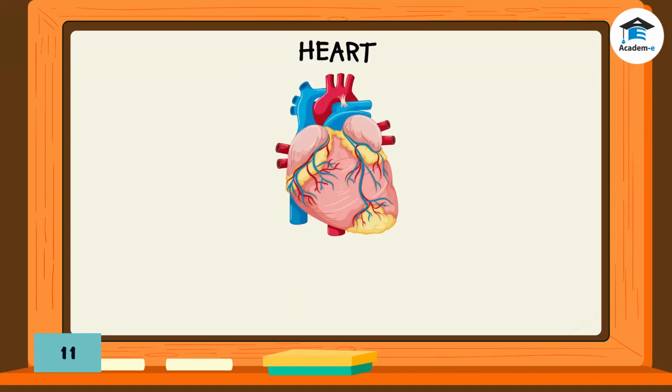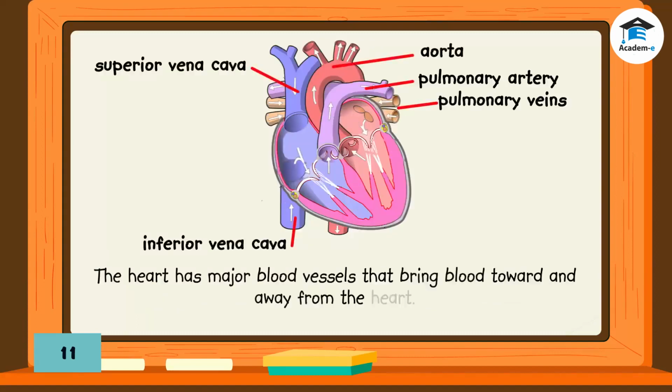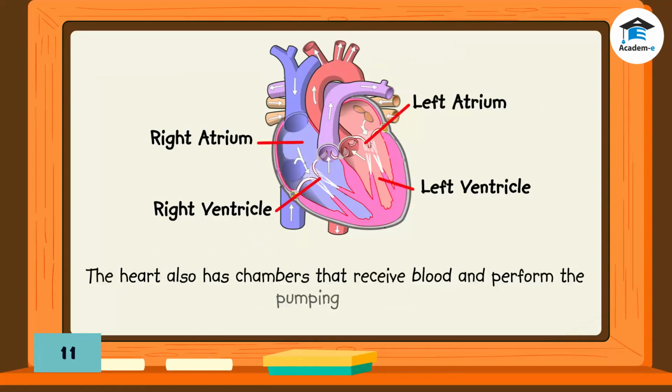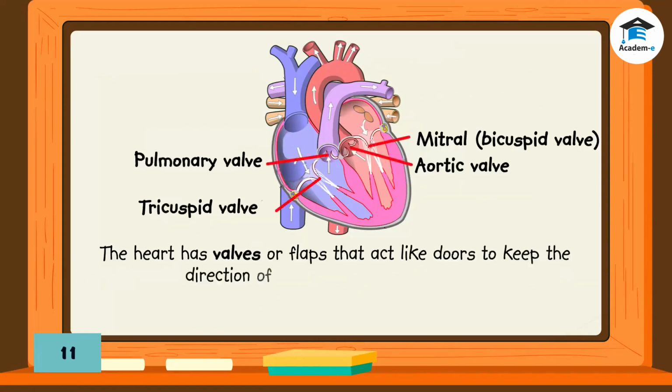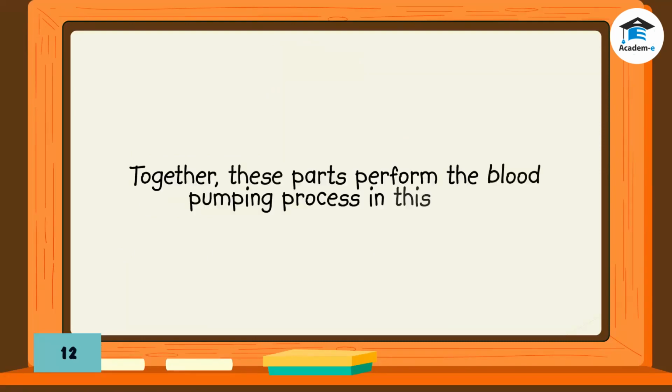Heart. It is a hollow muscular organ, about the size of your fist, that pumps the blood to the different parts of the body. The heart has major blood vessels that bring blood toward and away from the heart. It also has chambers that receive blood and perform the pumping action. The heart has valves or flaps that act like doors to keep the direction of blood flow inside the heart. Together, these parts perform the blood pumping process in this way.